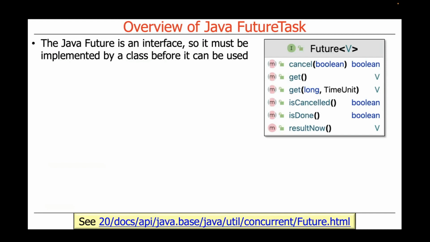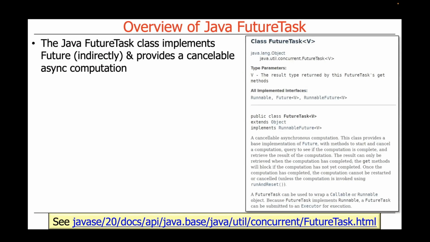So as we saw, Java Future is an interface, so you can't actually implement it directly. Instead, you need to implement it using a class before you can make an instance that will leverage the Future interface. The Java FutureTask class is one such example that implements Future, although a bit indirectly, as we'll see, and it provides a cancelable asynchronous computation capability to Java. This has also been around since the 2004 Java 5 timeframe, so it's been around for quite a while. It's gone through several implementation variants over time as people got smarter and found more clever ways to implement it.